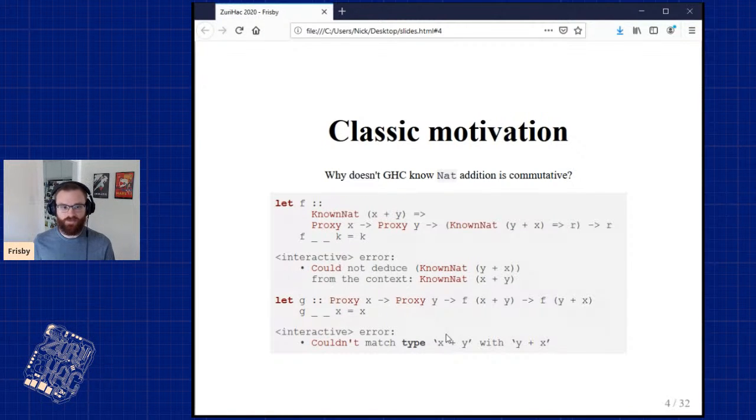So there are plugins that handle this. With the plugin, GHC will be able to solve KnownNat (x + y) from KnownNat (y + x). But the question I'm interested in at the moment is why doesn't GHC already know that? GHC does have some knowledge about naturals, but it doesn't include commutativity.